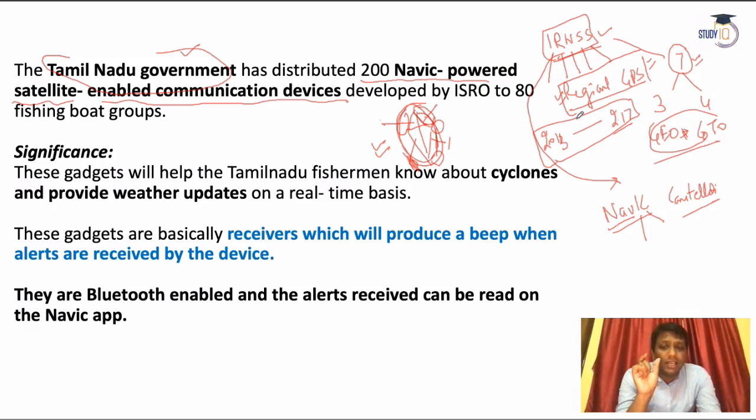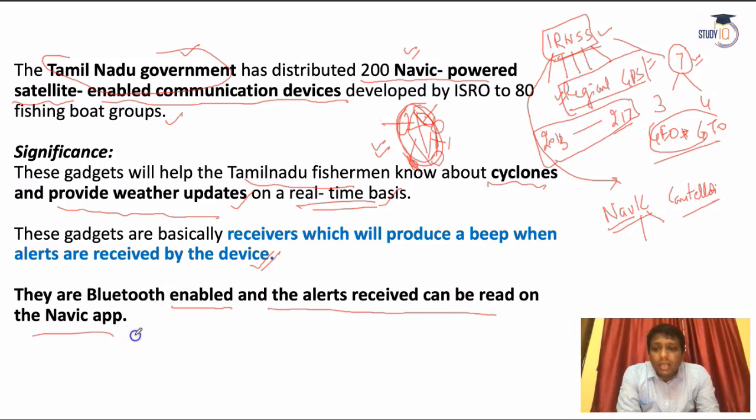Through the help of the device they can tell that this is not the Indian region, this is not the open ocean, and they will save themselves with the help of this device, which works through NavIC. Okay, it is for Tamil Nadu fishermen. With this device they can also get information about cyclones and weather updates on a real-time basis. The receivers produce a beep when alerts are received. They are also Bluetooth enabled, and alerts can be read on the NavIC app, so for that purpose you should have the NavIC app also.